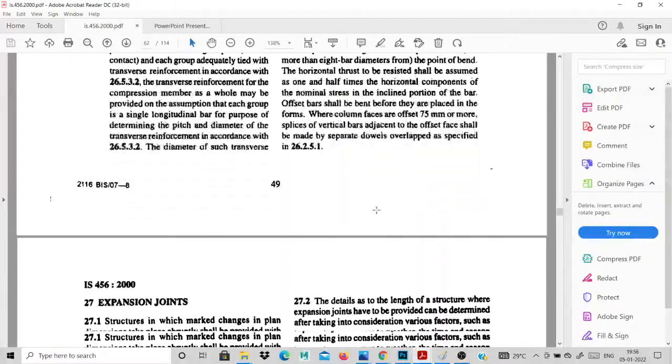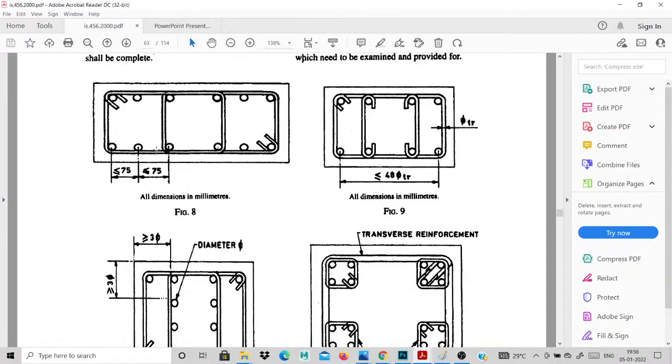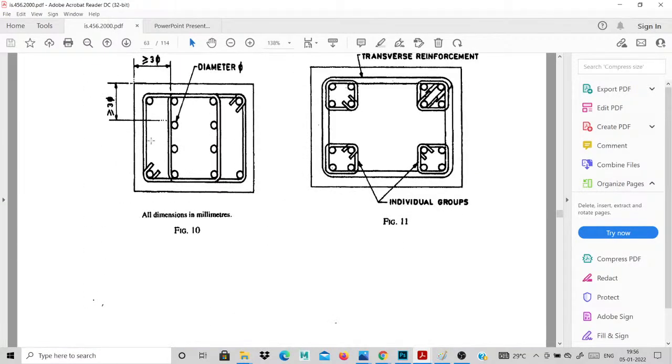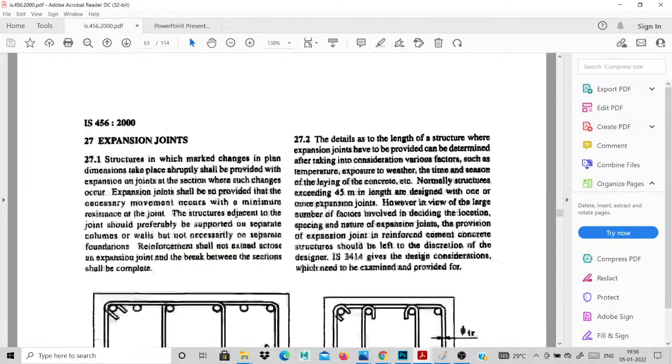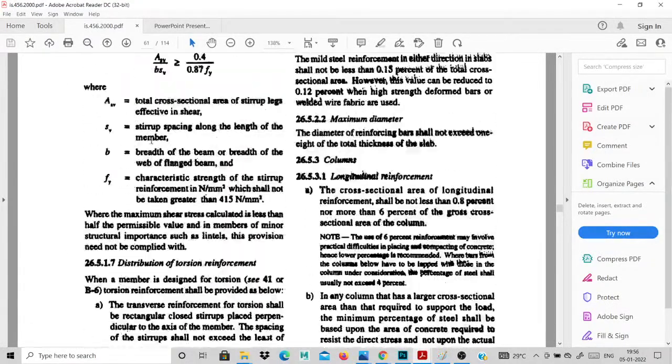All the details are given in IS 456. This is the distance of 75 mm for this column. Also refer to your SP34 code book. It has all the values for your column details and others, so all the formulas will be given.